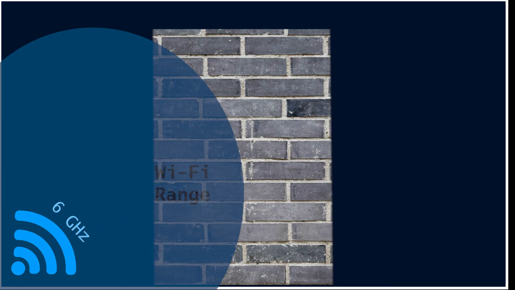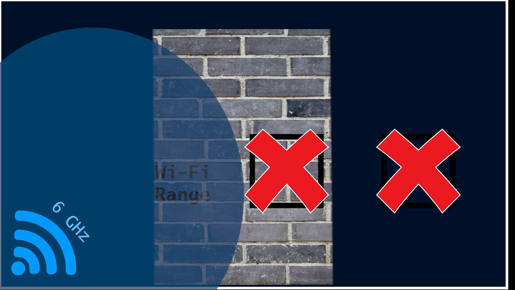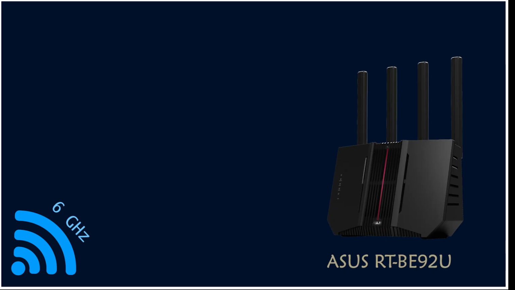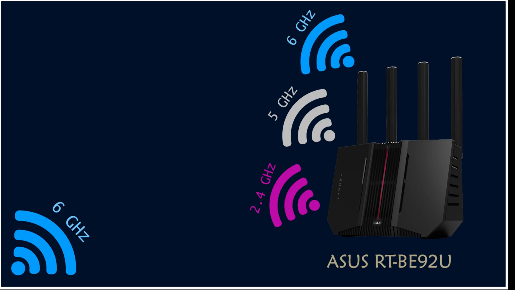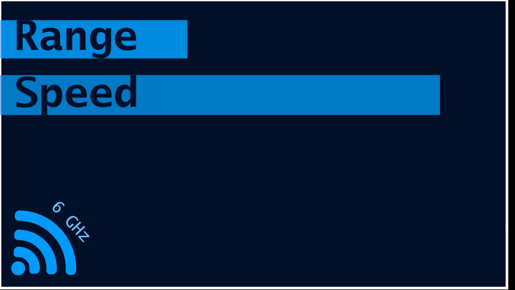But the trade-off is that the range is the shortest of all three bands, and it doesn't go through walls very well. On top of that, since it is still new, a lot of older phones, tablets, and laptops don't even support it. A good example here is the Asus RT-BE92U, a Wi-Fi 7 router that supports all three bands, 2.4 GHz, 5 GHz, and 6 GHz. But unless your devices are actually 6 GHz capable, you won't see the benefit.